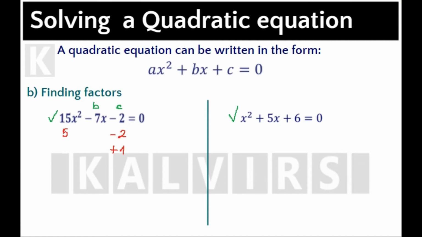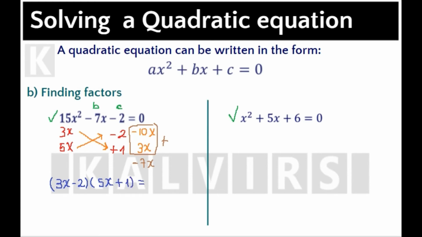Two numbers that multiply to 15 times x squared are 3 times x and 5 times x. Finally, cross multiply 3 times x and minus 10 times 7. The sum of these two numbers is b, minus 7 times x. So we have found the correct factors. So finally we get that 3 times x minus 2 times 5 times x plus 1 equals 0.